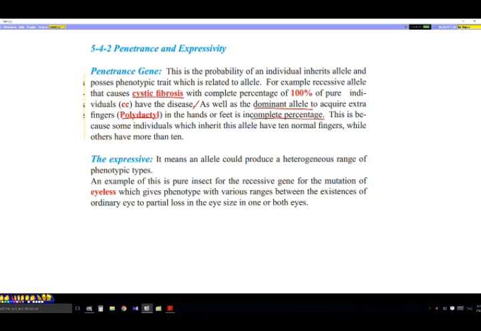Expressivity means an allele could produce a heterogeneous range of phenotypic types. So the same allele in different organisms can show its effects in different ratios. An example is a pure insect with the recessive gene for the mutation of alleles, which gives a phenotype with various ranges between ordinary eyes to partial loss in eye size, or loss of one eye or both eyes. So gene expression can be different in different organisms.